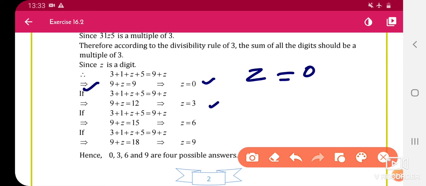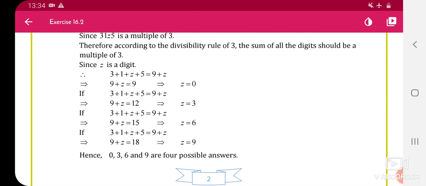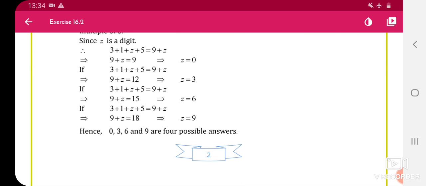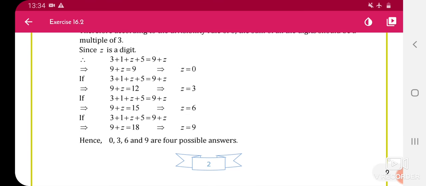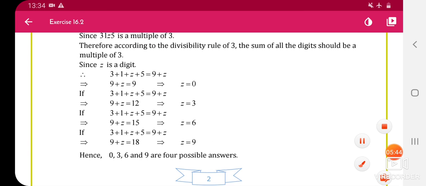When we put z equal 3, the answer is 12. When z equals 6, the answer is 15. And when z equals 9, the answer is 18. Okay, so 0, 3, 6 and 9 are the 4 possible answers. Exercise 16.2 is completed. Thank you for watching.